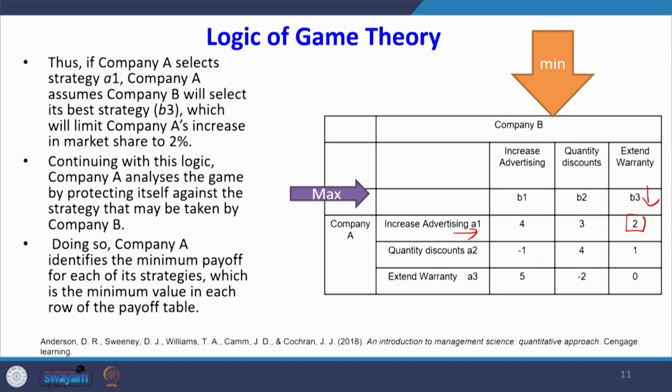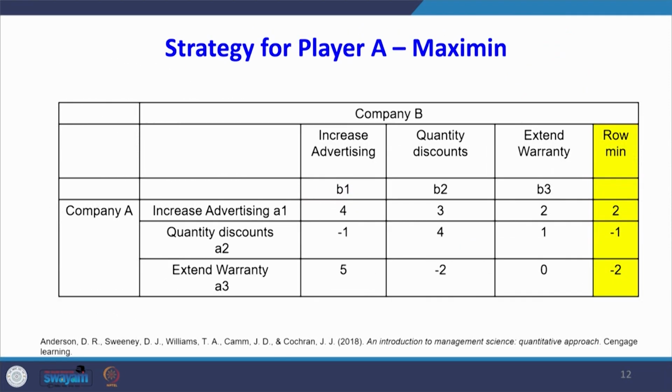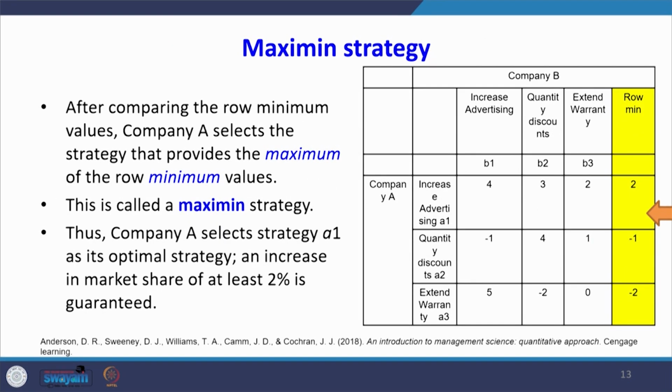Why are we going for the minimum value in each row? Because company B will limit the gain of company A. So, I will explain what this maximum is, but at present, row-wise, we are choosing the row minimum: it is 2 for strategy A1, -1 for A2 and -2 for A3. After comparing the row minimum values, company A selects the strategy that provides the maximum of the row minimum values.